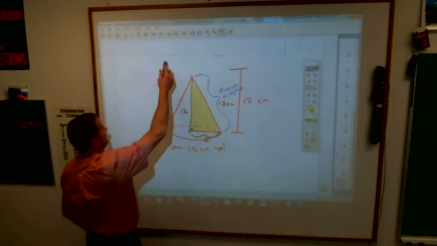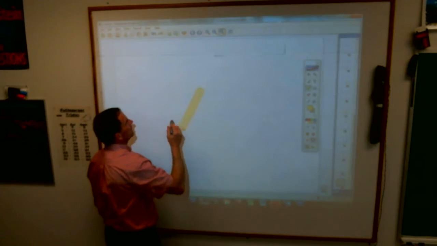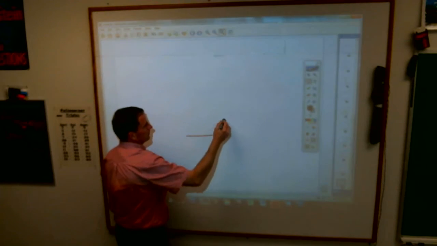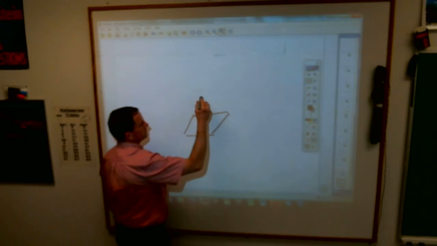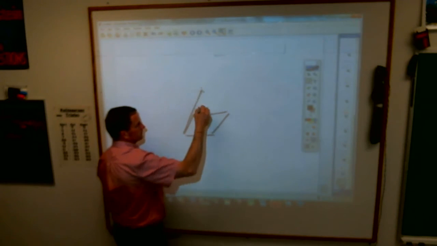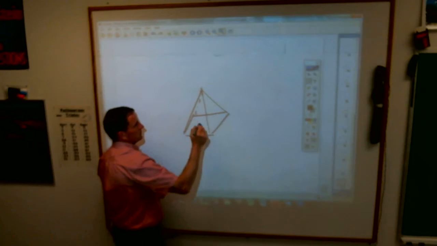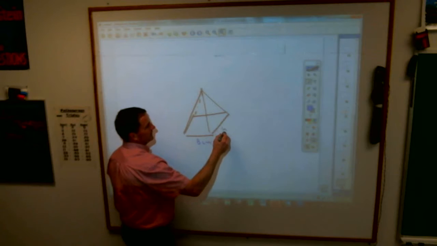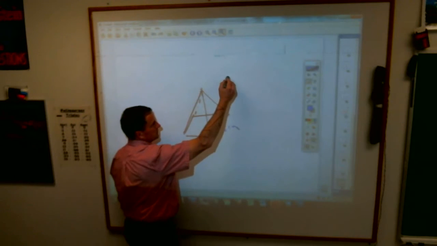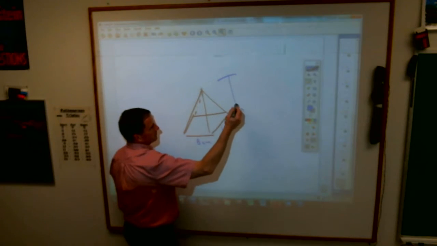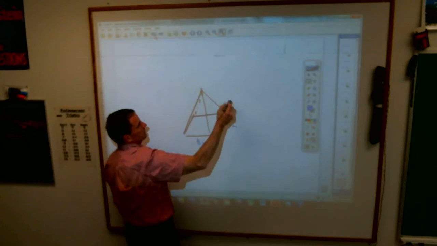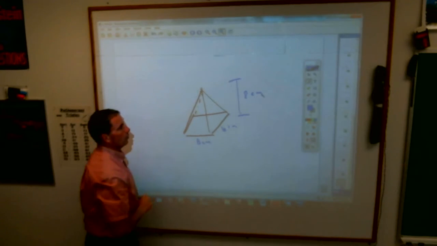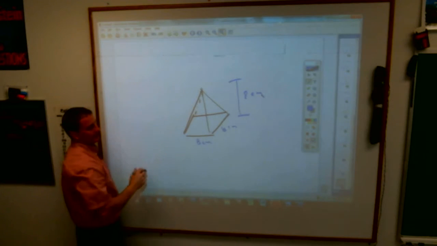Here's one right from the book. It gives you a pyramid. And it tells you that this is a square pyramid with a base of 8 centimeters by 8 centimeters, and the height of this pyramid, not the slant height, but the normal height, straight up, is 8 centimeters. What would the slant height be?